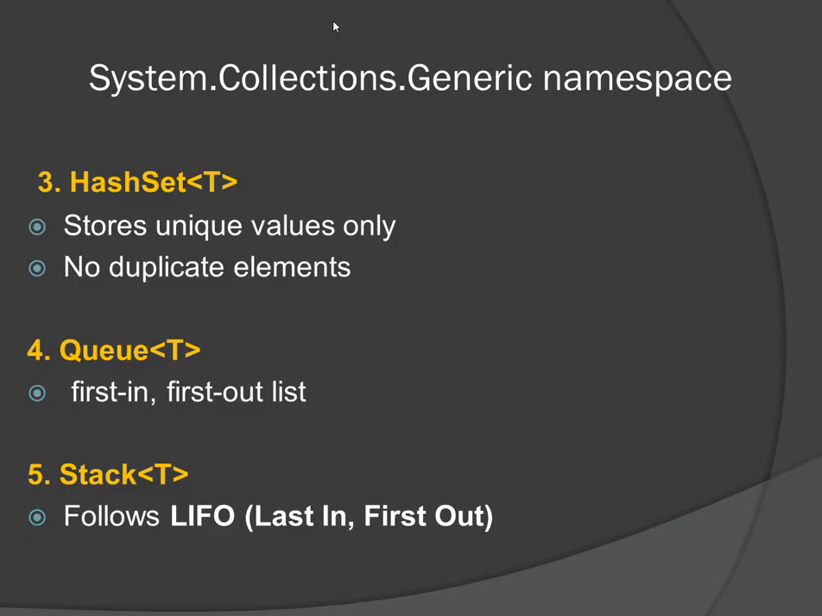Normally in interviews there is one question frequently asked: what is the difference between a hash set and a list? At that time you should say that a list allows duplication, while a set does not allow duplication. That is, a set consists of unique values.